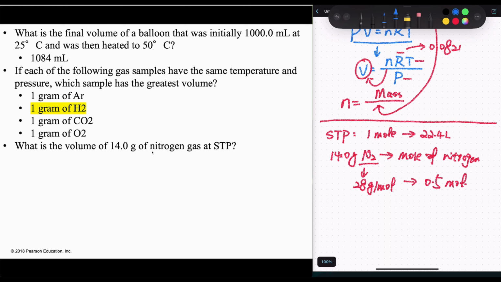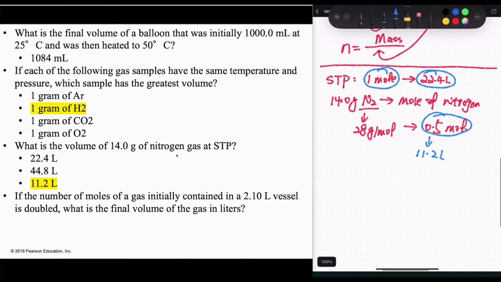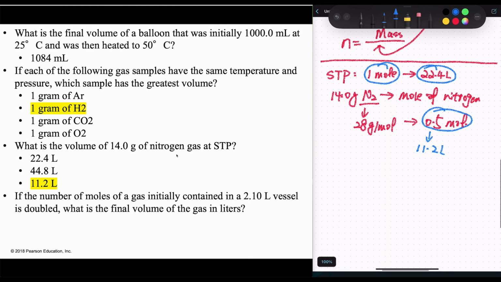We know 1 mole will give us 22.4 liter, so 0.5 mole will definitely give us half of 22.4 liter, which is 11.2 liter. So for this question, the correct answer is 11.2. Okay, next question.